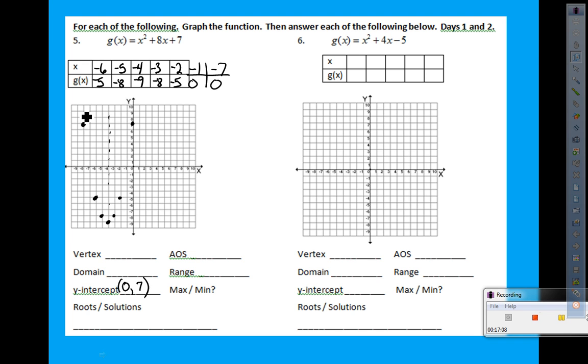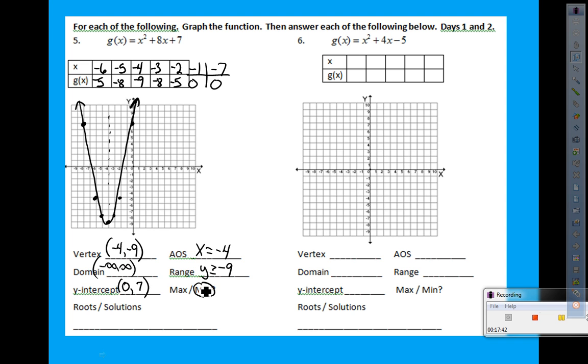So first off, here's my parabola. All of these items are the exact same thing we did. So my vertex is going to be -4, -9. My axis of symmetry is x equal -4. My domain is -infinity to infinity. My range, y is greater than or equal to -9. This thing is a minimum. Those are all that we did last time.